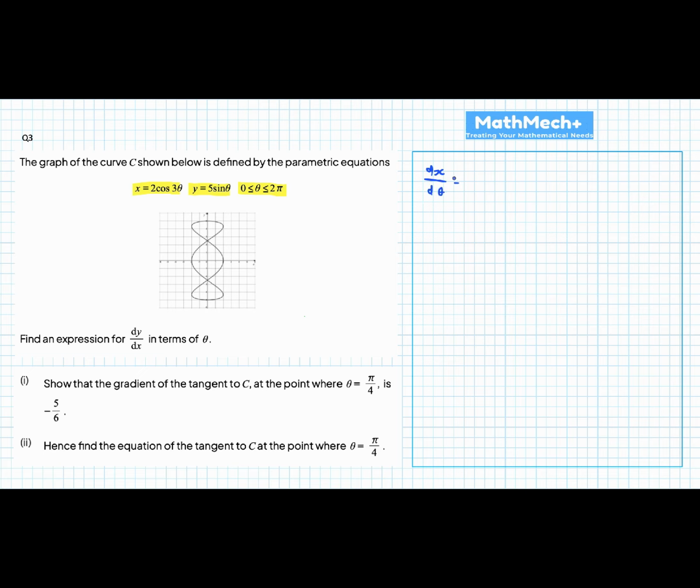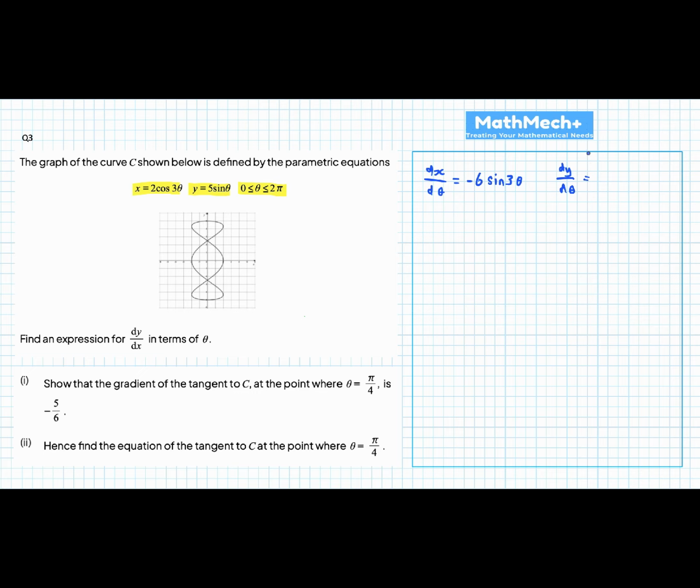So to differentiate 2 cosine 3 theta, which is dx over d theta, remember that the derivative of cosine is minus sine. So where does the 6 come from? Well, it's the chain rule. The inside part, 3 theta, gives 3 times 2, so that we can bring it out the front. So minus 6 sine 3 theta.